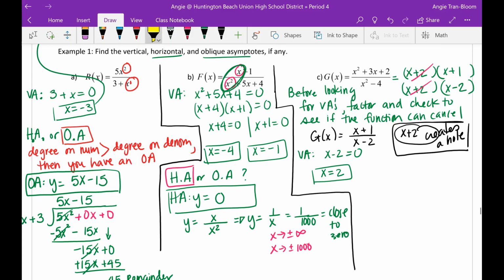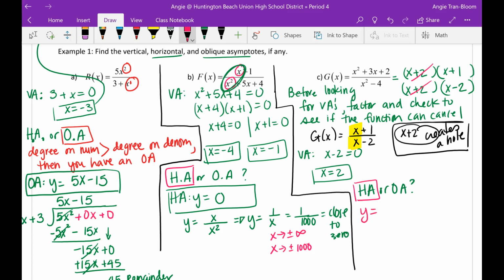So now let's decide whether this is an OA or HA. Well, the degree on the top is 1, and the degree on the bottom is also 1. So this is definitely an HA because the degree on the top is not bigger than the degree on the bottom. So I'm going to repeat: you only have an oblique asymptote when the degree on the top is bigger.